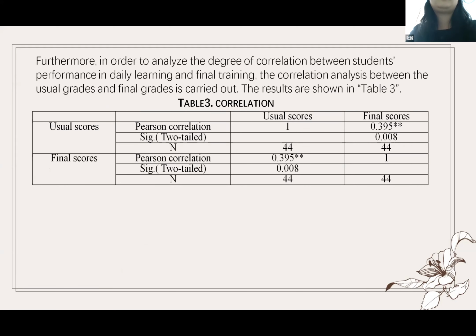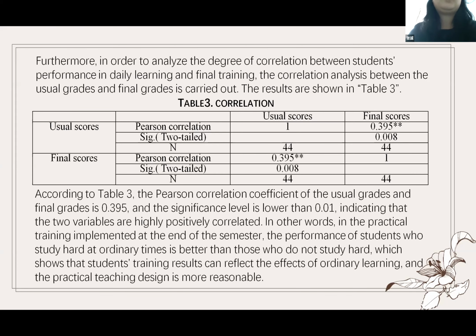Furthermore, in order to analyze the degree of correlation between students' performance in daily learning and final training, the correlation analysis between the usual grades and final grades is carried out. The results are shown in Table 3. According to Table 3, the Pearson correlation coefficient of the usual grades and final grades is 0.395, and the significance level is lower than 0.01, indicating that the two variables are highly positively correlated.